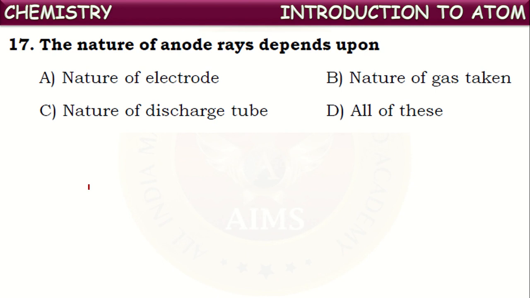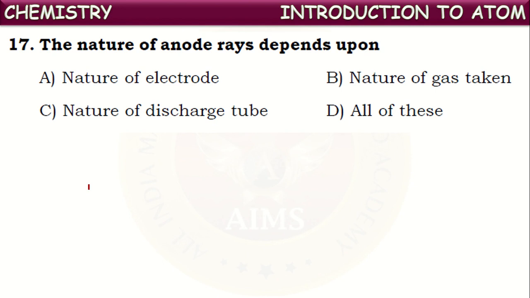So in this way, the nature of anode ray particles depends upon the gas taken in the discharge tube. That is why we say the e/m ratio of the anode rays depends upon the nature of the gas taken in the discharge tube. Whereas the e/m ratio of cathode rays is independent of the gas taken in the discharge tube. Whatever the gas you take, the properties of cathode rays produced will be similar in all cases. That differs only for anode rays.